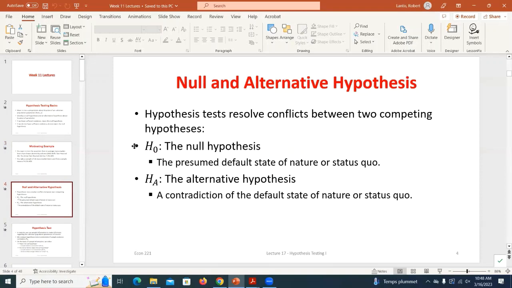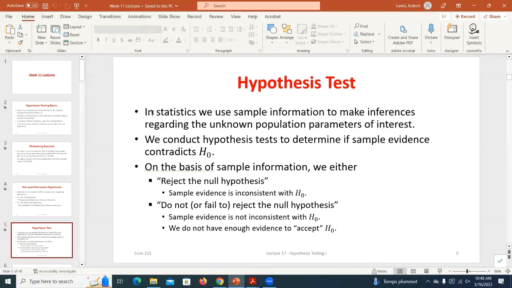We'll write those H subscript 0 and H subscript A. Sometimes in the homework, or if you're looking online, the alternative hypothesis will be written H subscript 1, but I think using the A makes it a little bit easier. Basically, there are three different types of outcomes that we could see with a hypothesis test. I'll give you an example of each one.